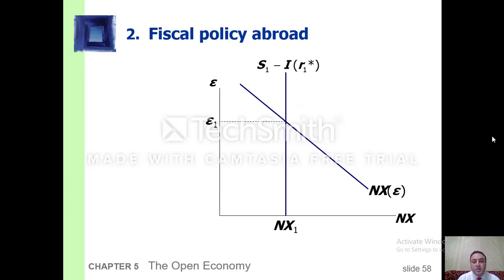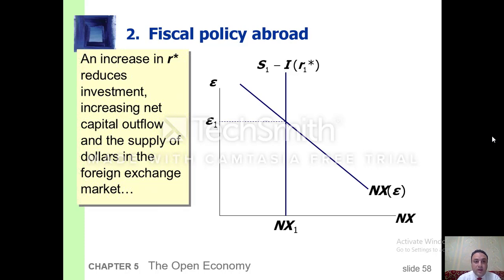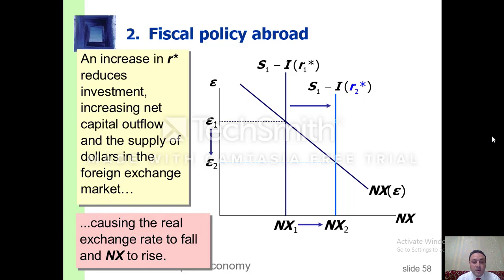The second experiment is the fiscal policy abroad. Any increase in the world interest rate will reduce the investment, as we know, so increasing the net capital outflow, right? Because it is saving minus investment. And consequently, the supply of dollars in the foreign exchange markets increases. So in this case, this will cause the real exchange rate to fall and the net exports to rise.